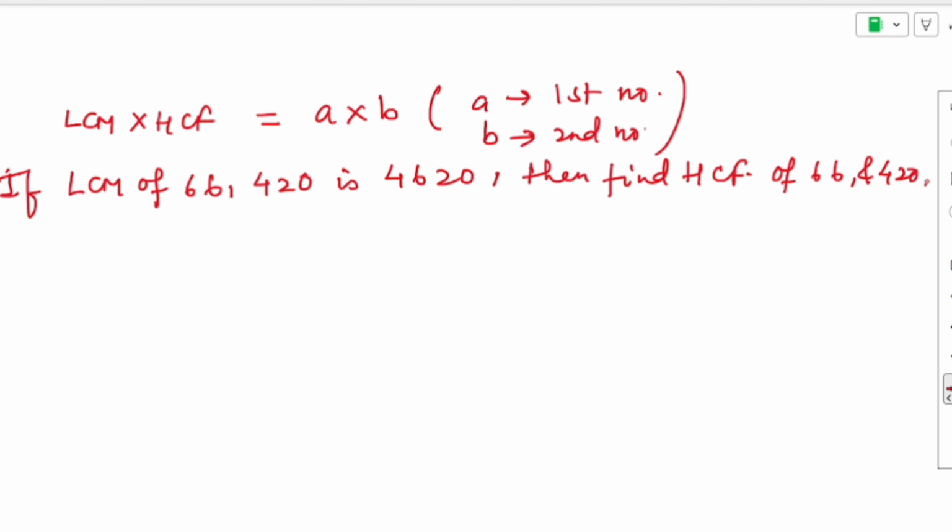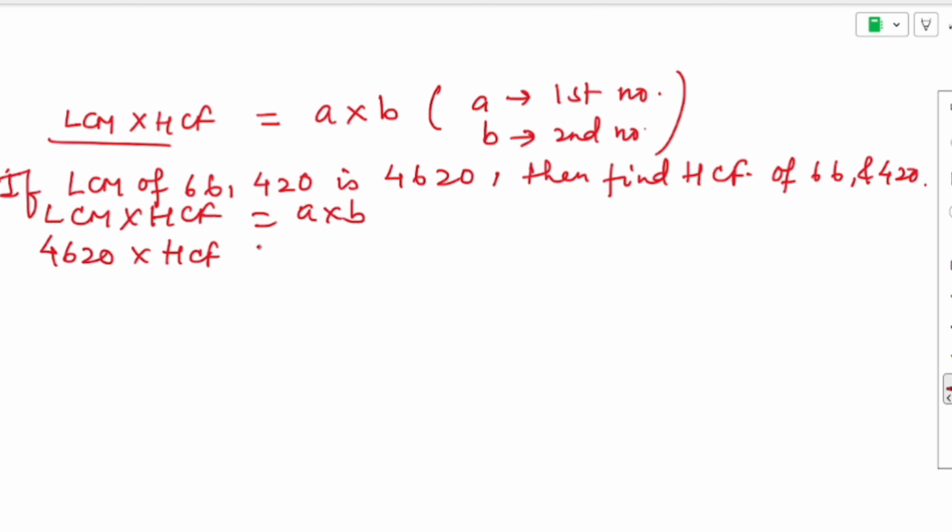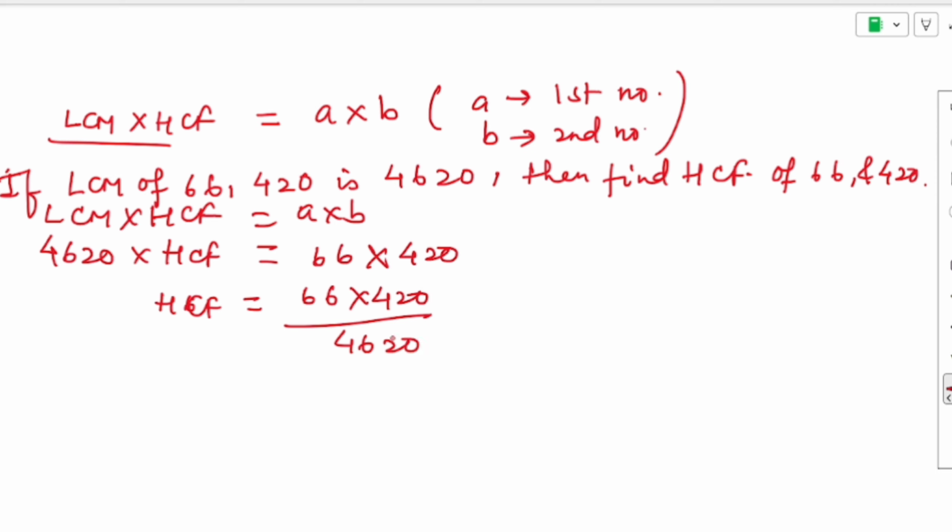If we have a question like this, then we have to use this formula: LCM into HCF equal to A into B. By putting all these values, 4620 into HCF, let the first number be 66 and the second number be 420. So we are taking this HCF, we have to calculate. So 66 into 420 upon 4620.